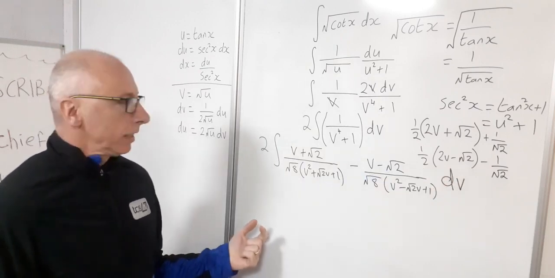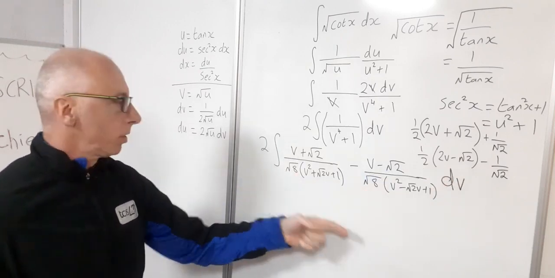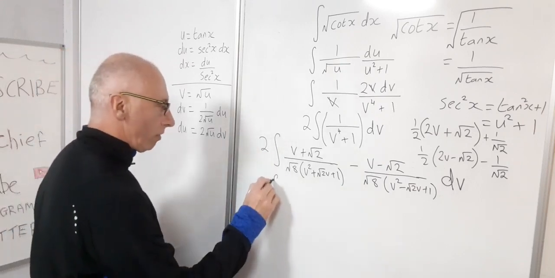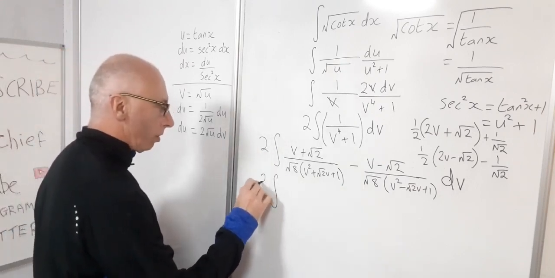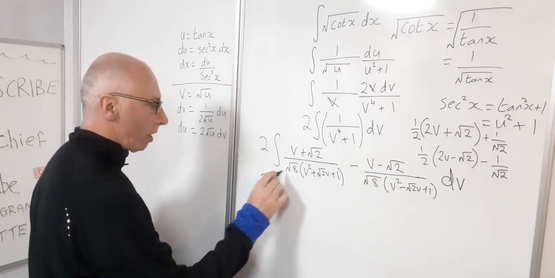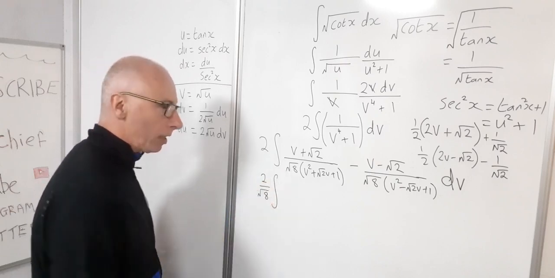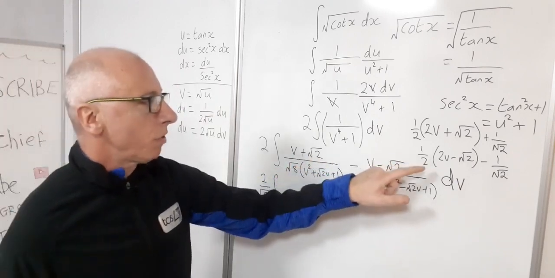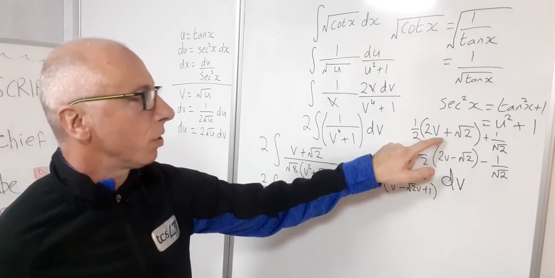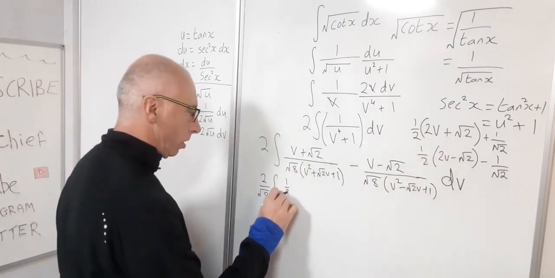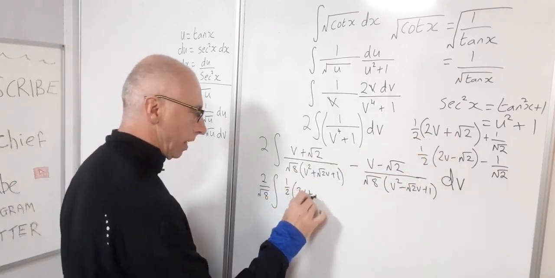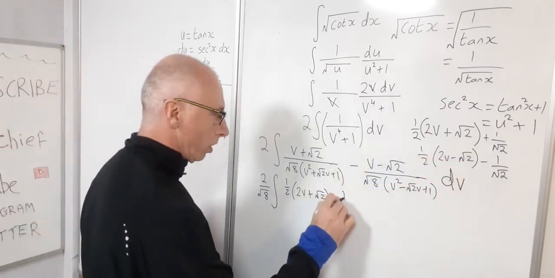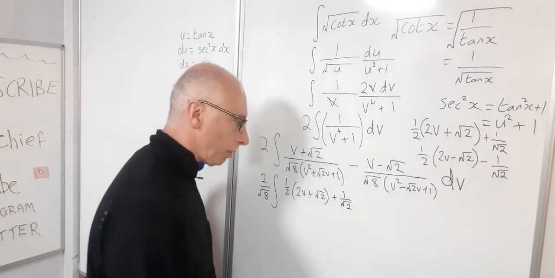Okay, so let's rewrite that. Take the square root of 8 out as well, because that's on both, so I can bring this out the front here. So let's rewrite my integral. I've got 2 over this square root of 8. That takes care of that. Then v plus root 2, I'm just going to write this as 1/2 of 2v plus root 2. So that takes care of that. And then add on one more root 2, so 1 over root 2.